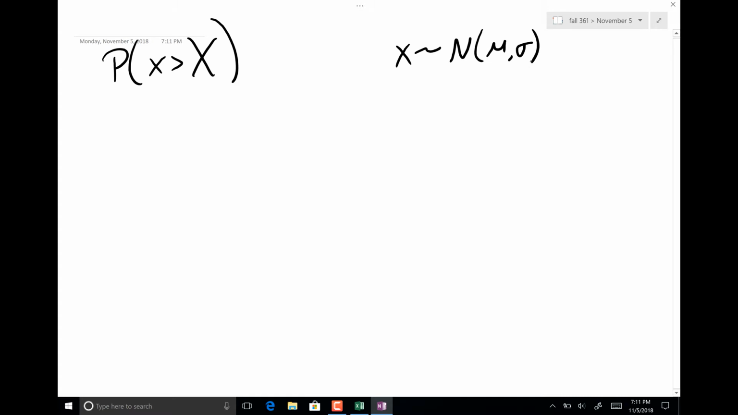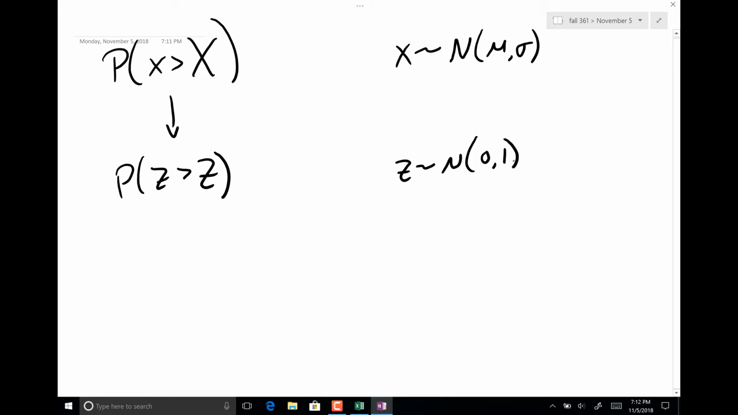What we're going to do is transform this from being x's to being z's. So we're going to rewrite this as the probability that z is bigger than some big Z value. I'll explain what I mean by that later on. And z is always distributed this way. We're going to use this because it's easier to deal with. Now, in the old days, we did it because in the back of the book, there was a normal distribution table, and you could look it up.